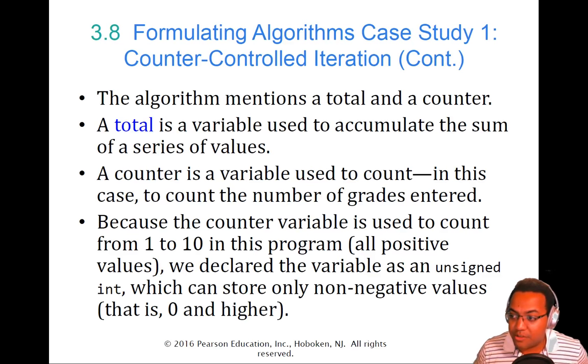So, the algorithm mentions a total and a counter. A total is a variable used to accumulate the sum of a series of values. A counter is a variable used to count, in this case, to count the number of grades entered. Because the counter variable is used to count from 1 to 10 in this program, all positive values, we declared the variable as an unsigned int, which can store only non-negative values. Unsigned means no negative values whatsoever. I don't know how you would get negative values in a test, but if you've done that before, please inform me. I've never seen that before.